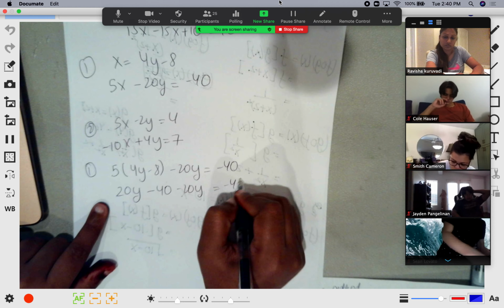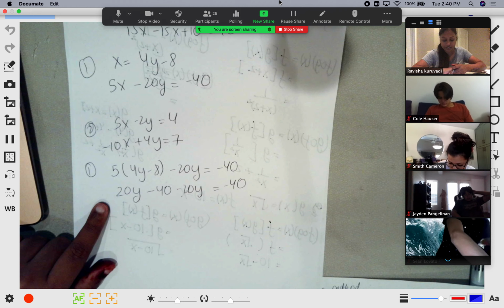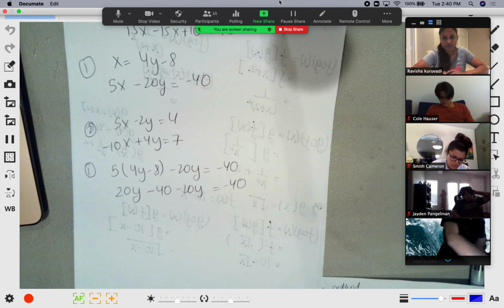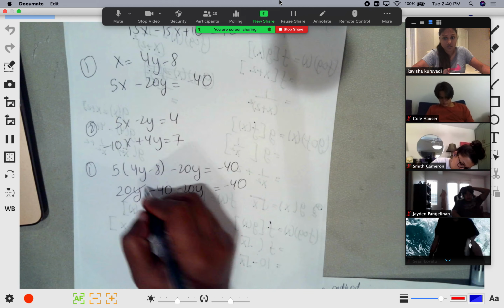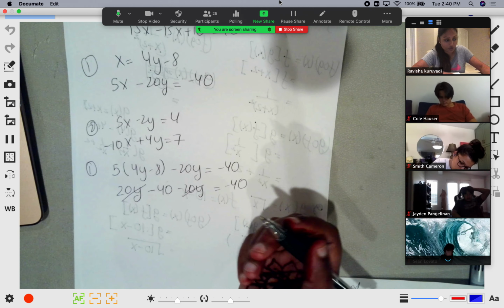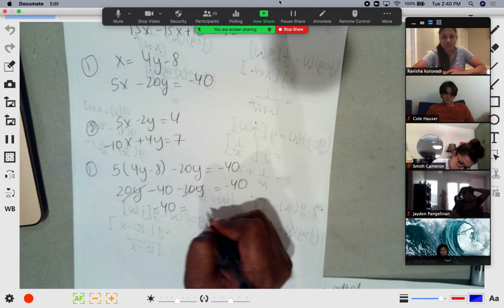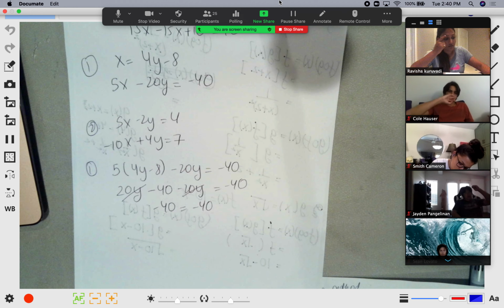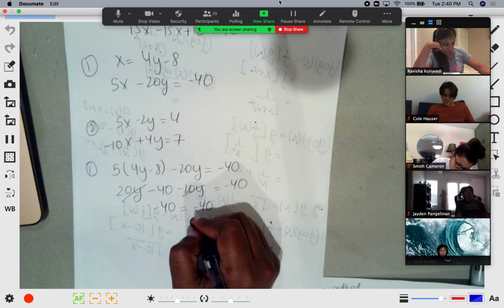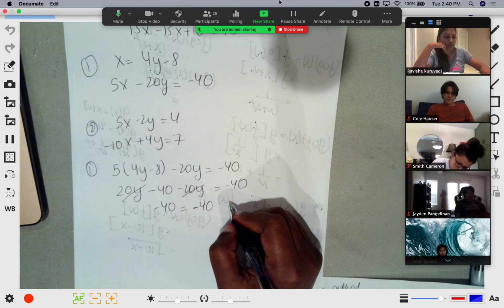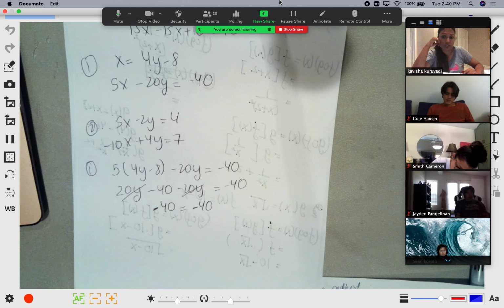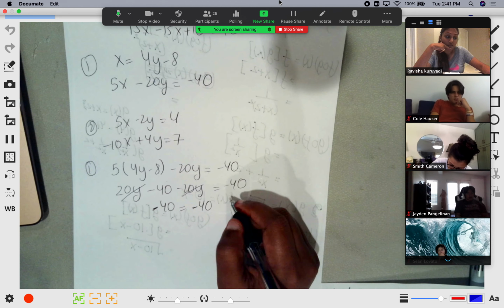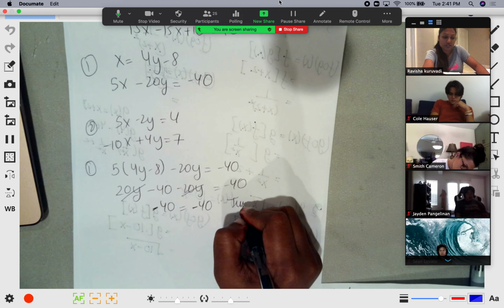Combine like terms. 20y minus 20y, which is 0. They cancel, right? Basically, they cancel. It is 0. So you get negative 40 is equal to negative 40. Is it true or false? There is no x and y, so I'm not solving for anything. I just got negative 40 is equal to negative 40. Is this true? Is negative 40 equal to negative 40? Yeah. It's true. When it's true, your answer should be directly infinitely many solutions.